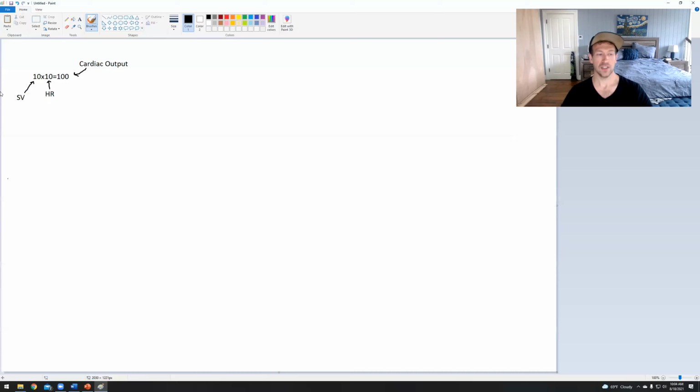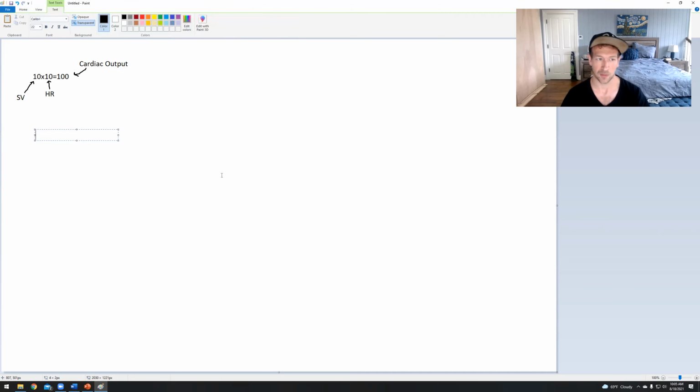But what if my heart is way stronger? What if, instead of ejecting 10 units of blood every time my heart beats, I'm able to eject 15 units of blood every time my heart beats, right? Well, now, if my heart beats 10 times, that means that my cardiac output is going to be 150. So I've raised my cardiac output, which means my heart is better at delivering oxygen. Or maybe my heart says, great, you're delivering that much oxygen every single beat. I don't have to beat that often, right?